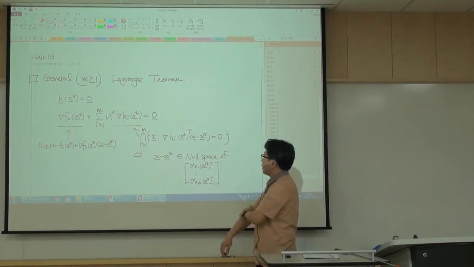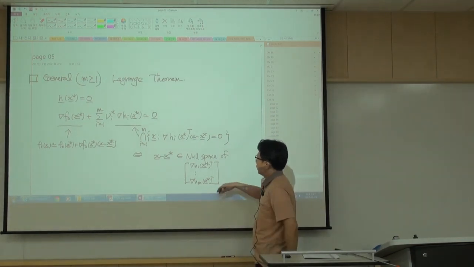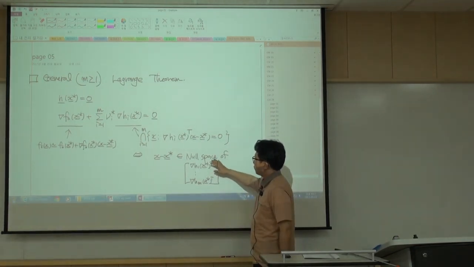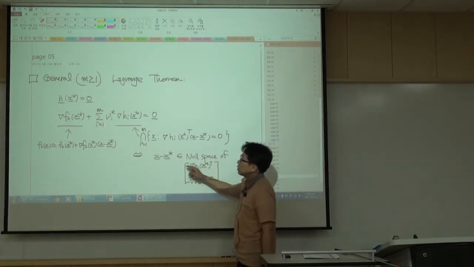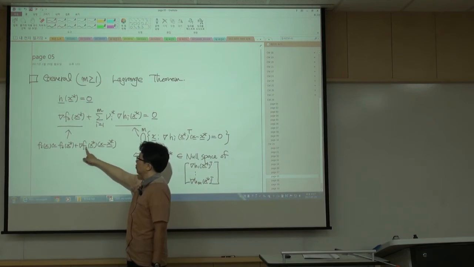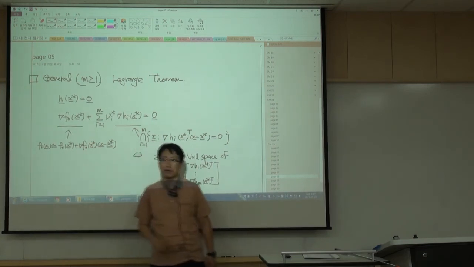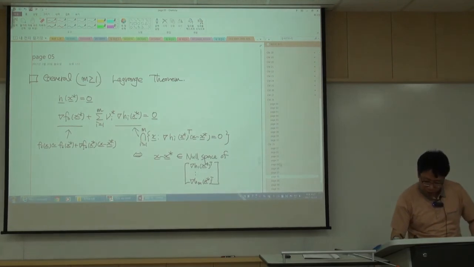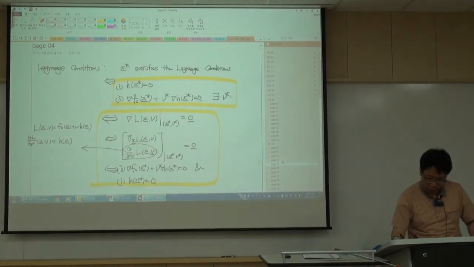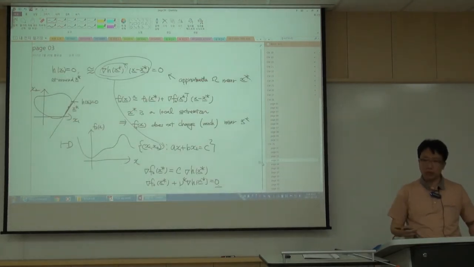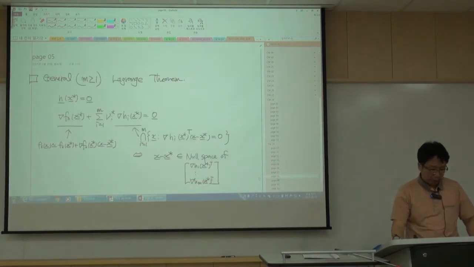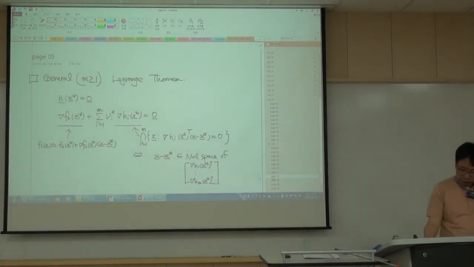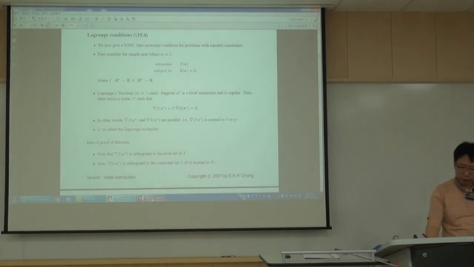So we may say that the linear combination of gradients must be the gradient of f0. It's the same as the special case with m equals 1, as you've seen here. So that is the theory of the first necessary condition.